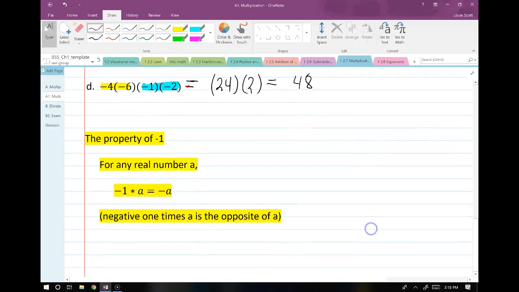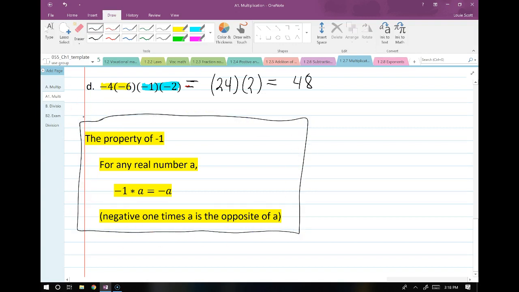Okay, and then we have the opposite property of negative 1. This just says that negative 1 times anything gives us the opposite of that thing. We already went over this, I think, in the last class period.